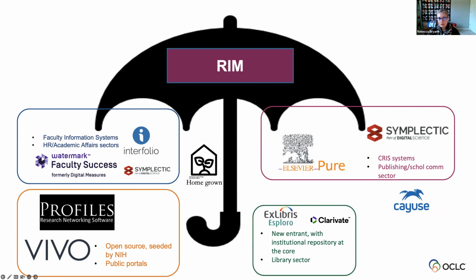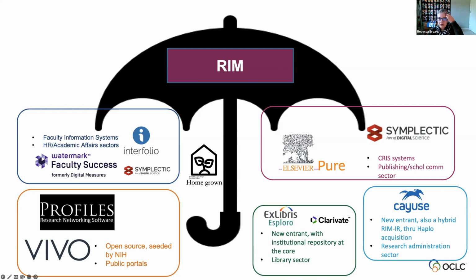Ex Libris is a recent entry into this space, so a few of you may be from institutions that are implementing or development partners for Esploro. It's really a hybrid product with an institutional repository at the core, driven out of the library sector, and now again consolidated because of its recent acquisition by Clarivate. And then Caius is also within the research administration sector, and has recently also acquired a product that works in the space, coming from the UK, called Haplo.